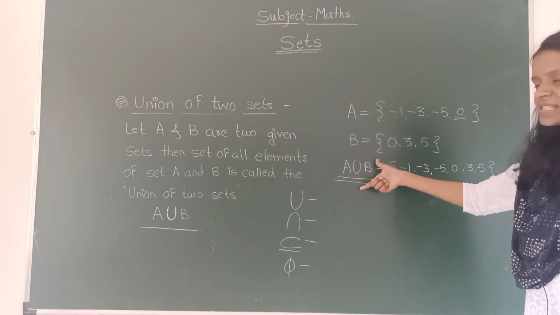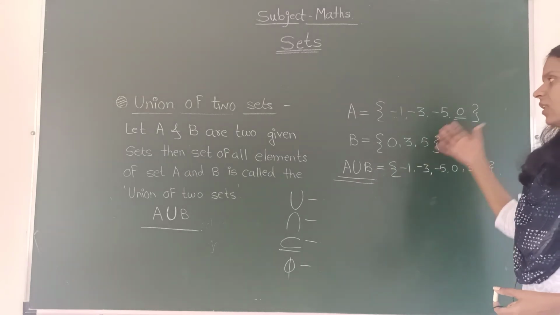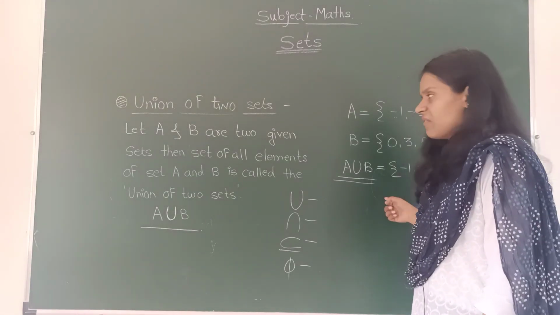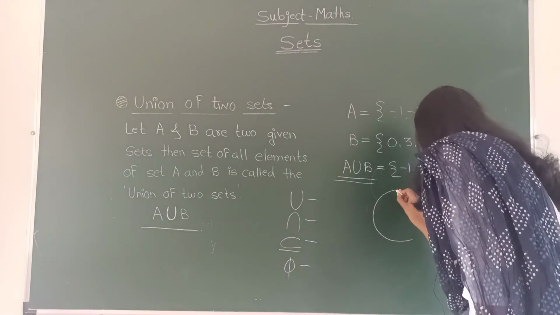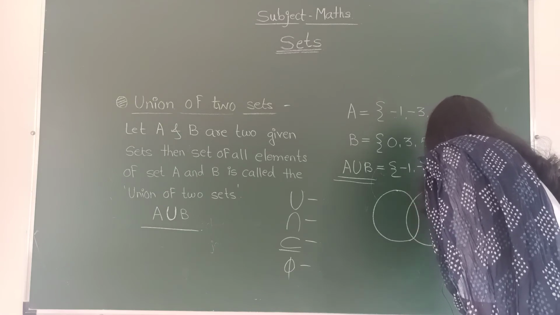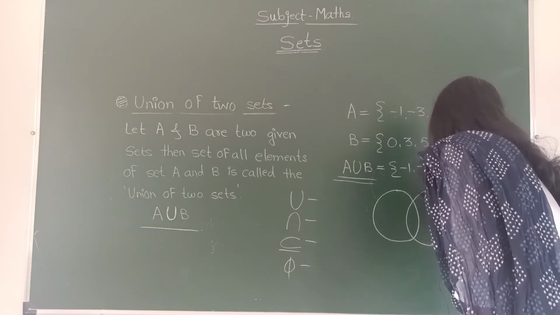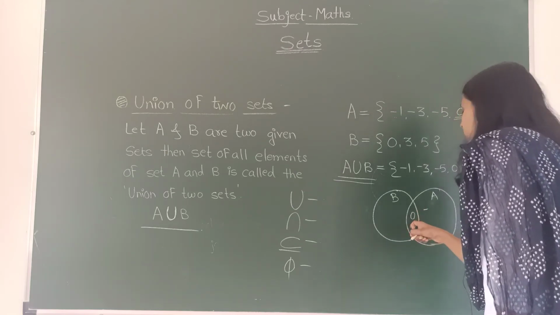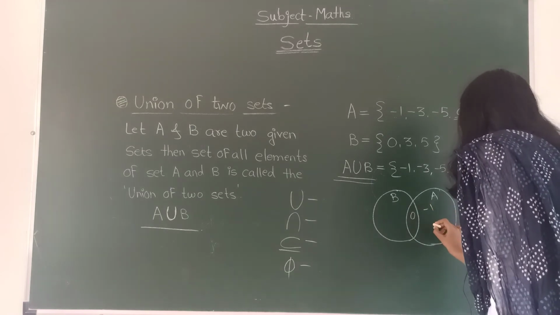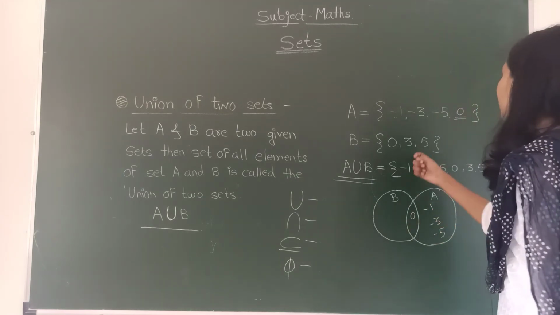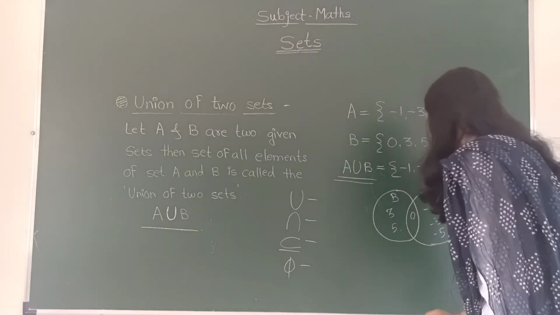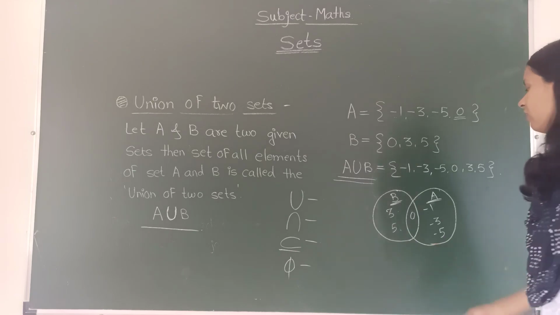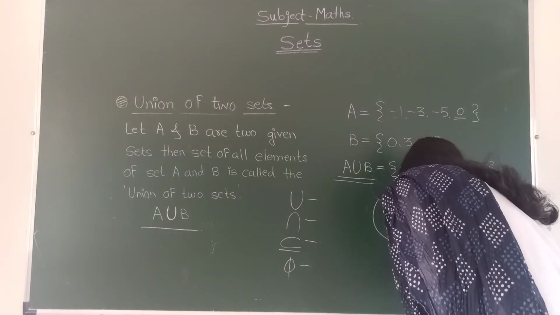If we have to write the set A union B, then what do we have to do? We have to write all the elements present in set A as well as in set B. Now we will draw the Venn diagram for this. Suppose this is set A and this is set B. In set A we will write the elements. 0 is the common element, so I have written 0 over here, along with -1, -3 and -5. And in set B there are two more elements, 3 and 5, whereas 0 is the common element between set B and set A. This is how we draw the Venn diagram for A union B.